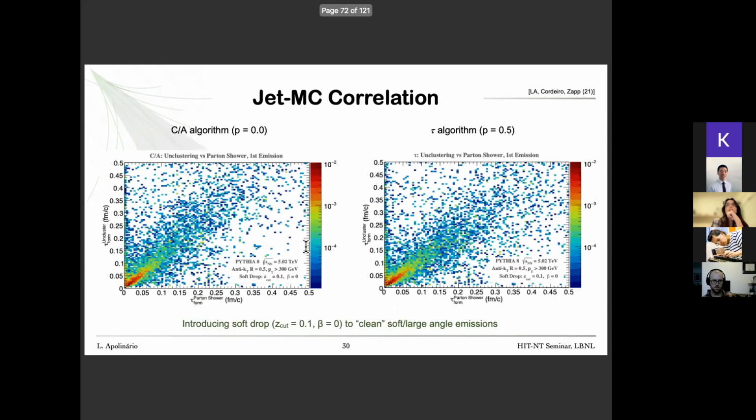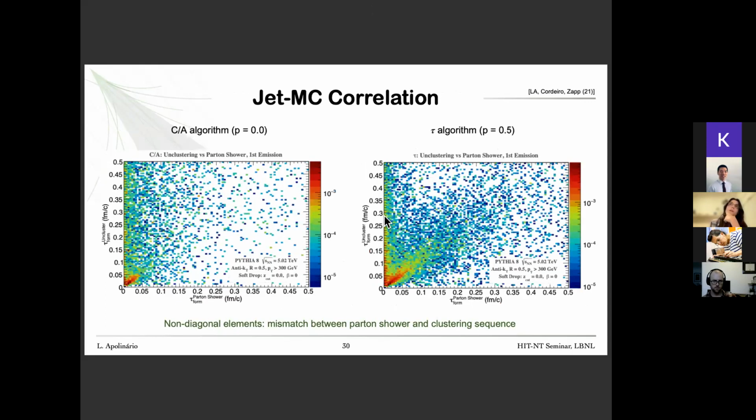So this is just the emissions that happen actually in the parton shower. When we go through the parton shower, the first emissions will not be captured inside my jet because my jet has a radius of 0.5. So another way to minimize this would be, of course, to increase the radius. And if I increase the radius, these emissions will be captured inside the jet. Okay, thank you.